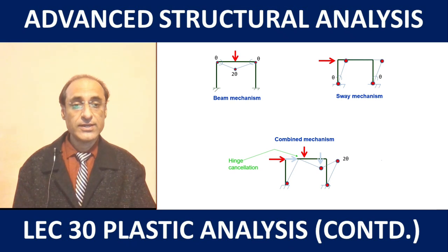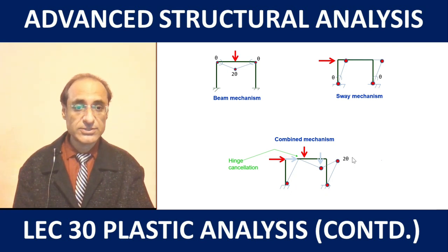So accordingly, now if we find out the net rotations in order to compute the virtual work done, we find that at this particular joint we have 2 theta, because here the beam has undergone rotation theta and the column also has undergone rotation theta, so the net rotation is 2 theta, and at all other joints it's theta.